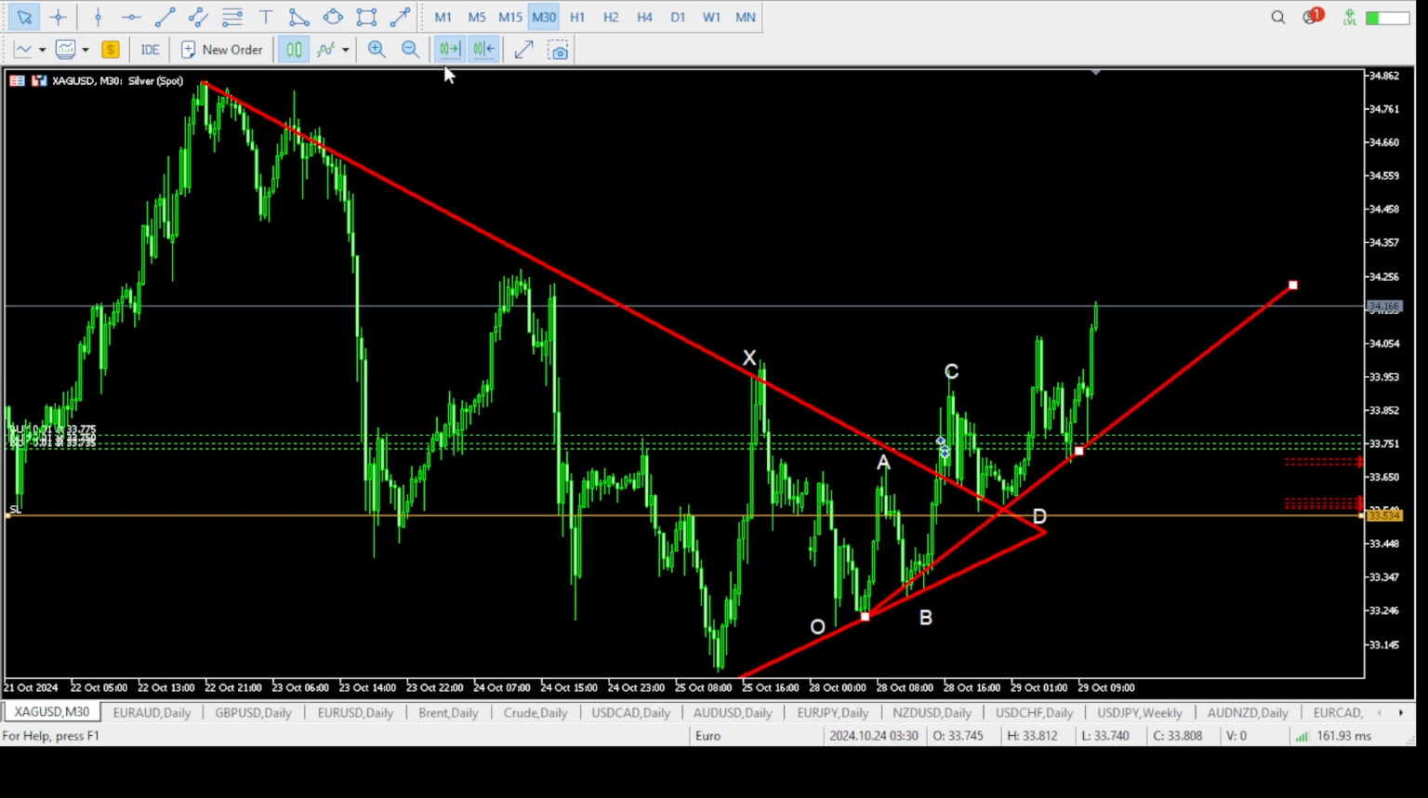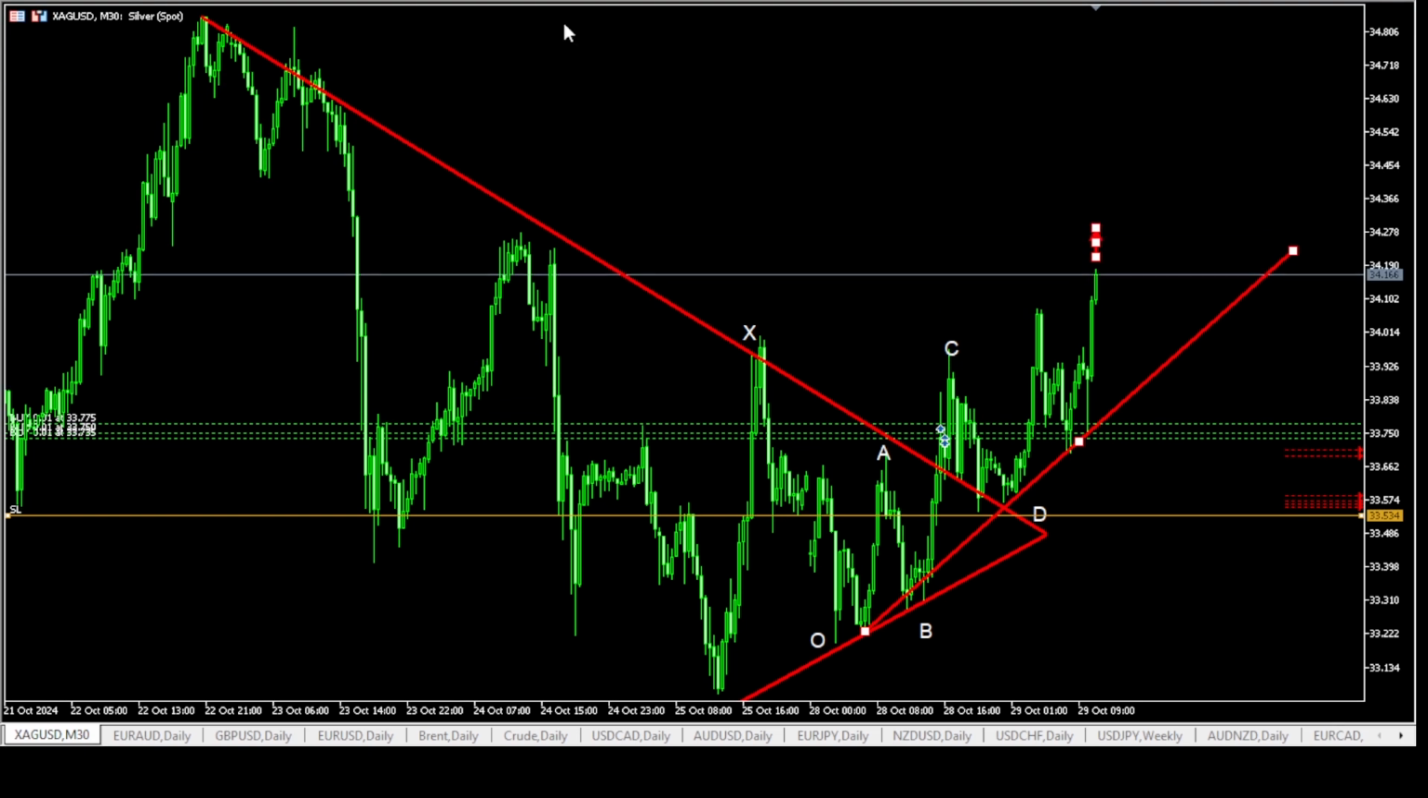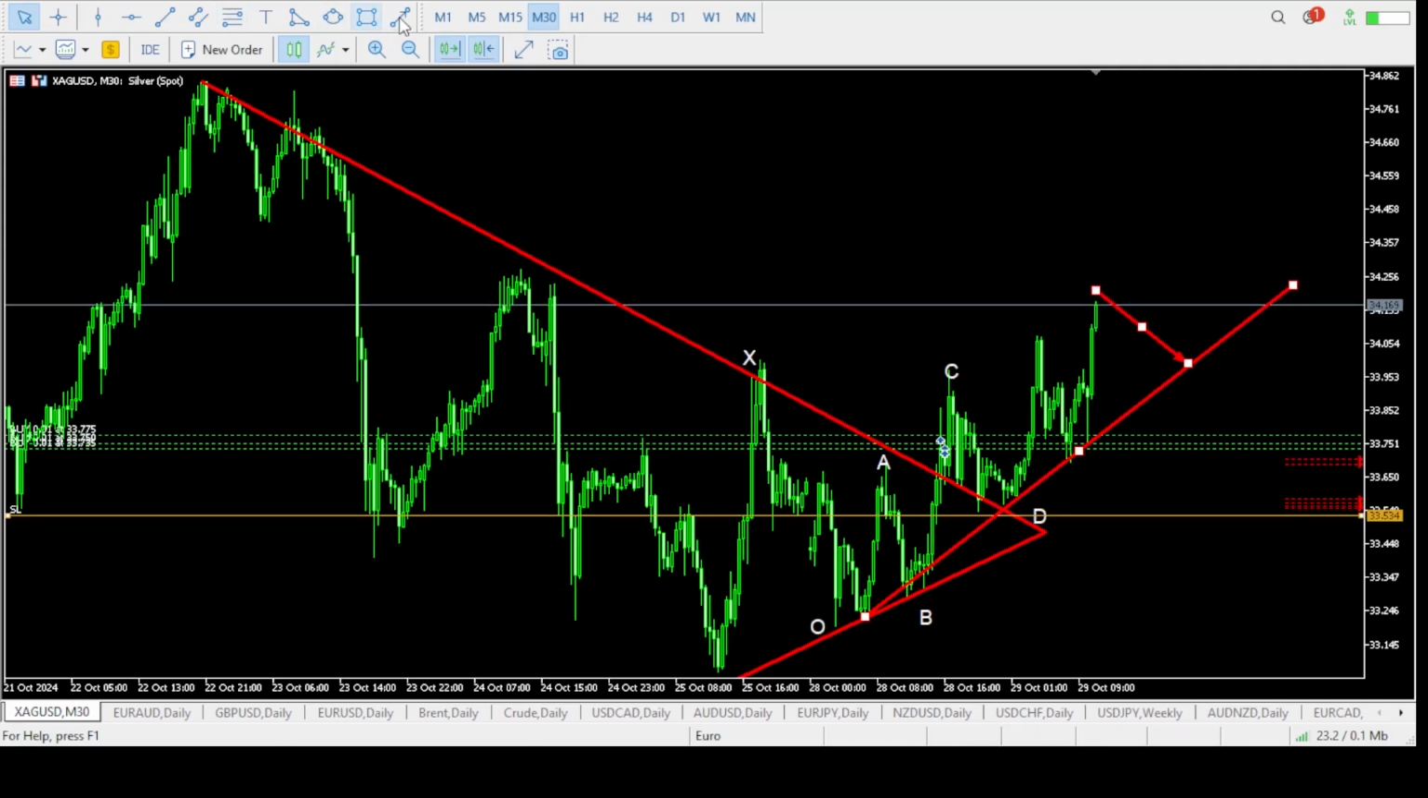So in the future, price might go higher and come back to retest this support, then head higher again. So the behavior might be this way: go more higher, come back, retest.